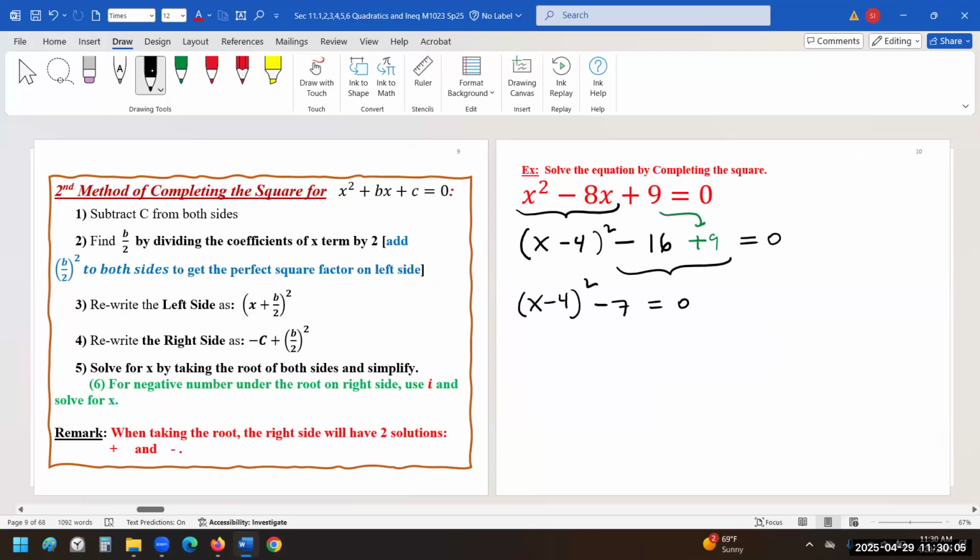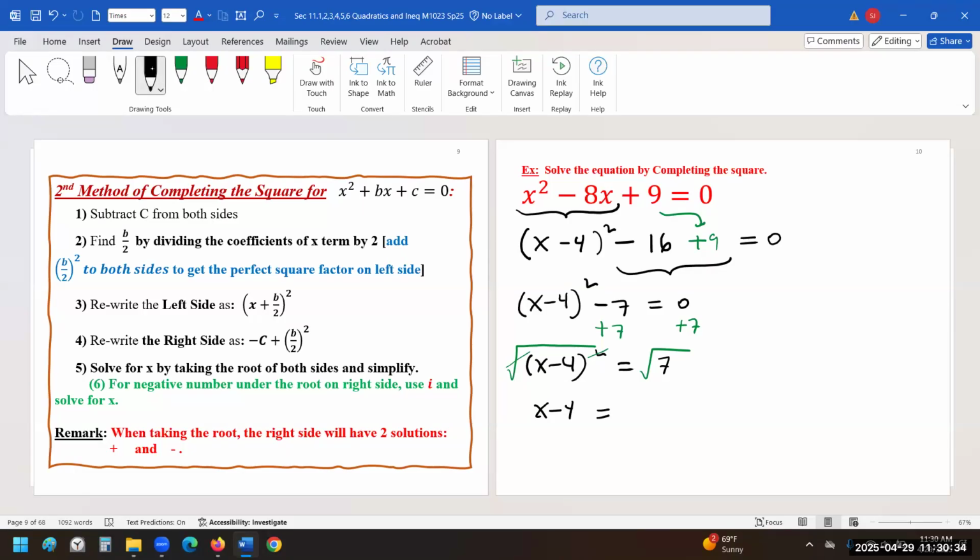So what is our first step to get the epsilon? Add 7. We don't need this bodyguard, so we get rid of it. We get x minus 4 squared equals 7. Next step, we don't want the square, so take the square root. So we get x minus 4.